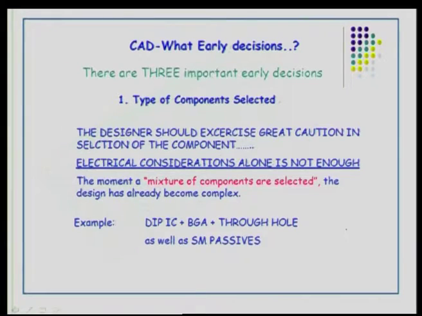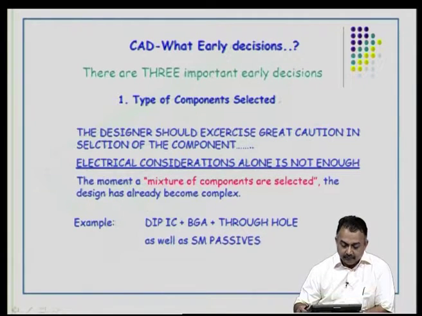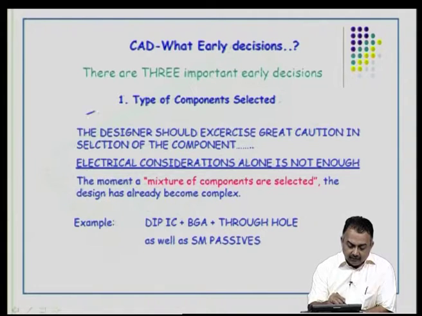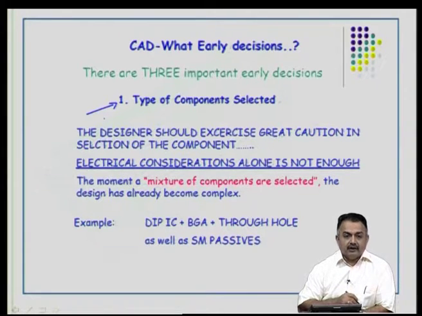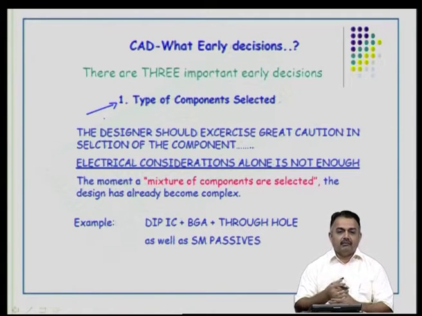So, when you look at CAD as a designer, what are the early decisions that you have to take? There are three important early decisions that you have to take. The first thing is the type of components that you have selected. The designer, so I consider you basically as a designer, should exercise great caution in selecting the components. Electrical considerations alone are not enough. The moment a mixture of components is selected, the design has already become complex.